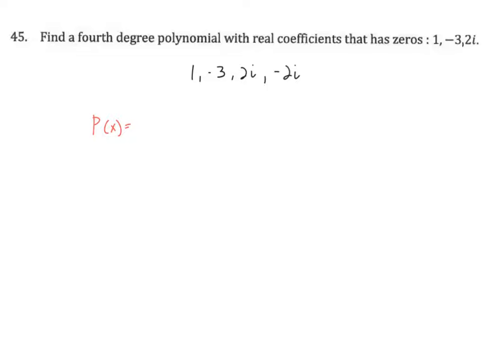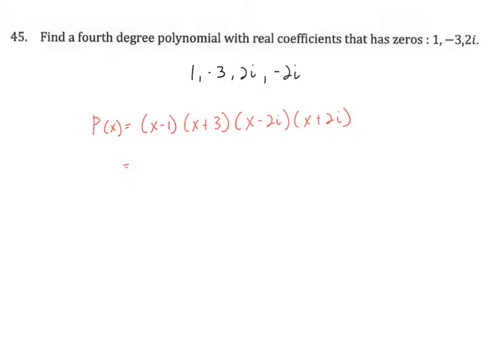okay, since 1 is a 0, that means x minus 1 is a factor. Since -3 is a 0, that means x plus 3 is a factor. X minus 1 is a factor, x plus 3 is a factor. And then x minus 2i will be a factor, and x plus 2i will be a factor. Okay, and then now we just kind of FOIL all this out.